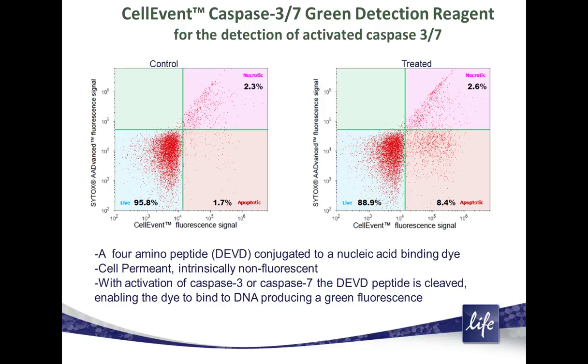There are several benefits of the CellEvent detection reagent compared to other methods for detecting caspase 3/7. One important advantage of this assay is that no wash steps are required, and this helps preserve the fragile apoptotic cells typically lost in wash steps.